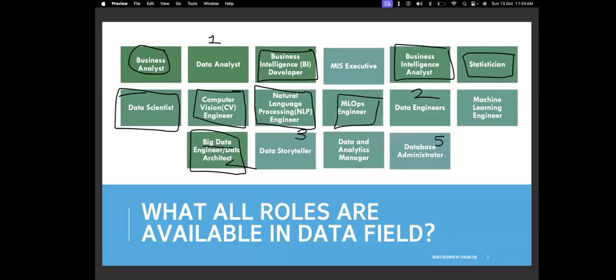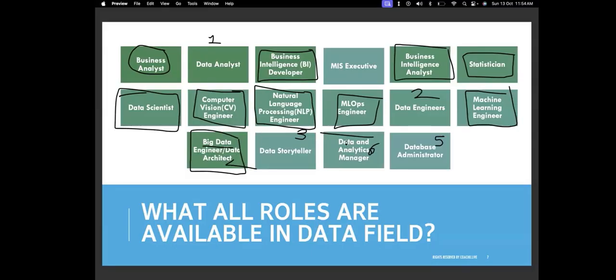Machine learning is again an AI-related activity. So machine learning operations engineer, machine learning engineer, and data analytics manager again fall under the data analyst role. So once you are a statistician or data scientist, the ones in the rectangle that you see are the various roles that you can play.